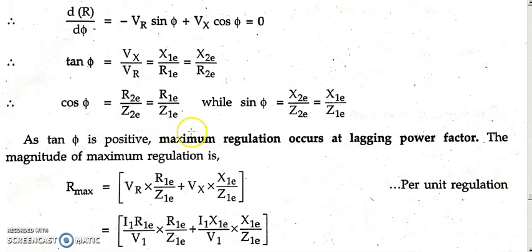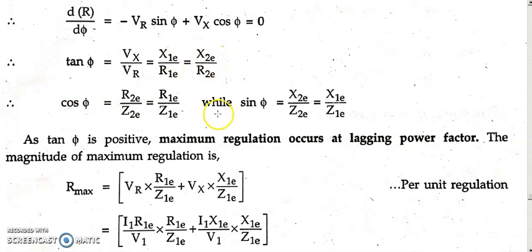Hello guys, this video is in continuation of your earlier class. We were in the middle of the derivation of maximum regulation at lagging power factor. So we came across tan phi in terms of Vx by Vr, and if I substitute the values of those, I can get x1e by R1e as well as x2e by R2e, referred to the primary and referred to the secondary.